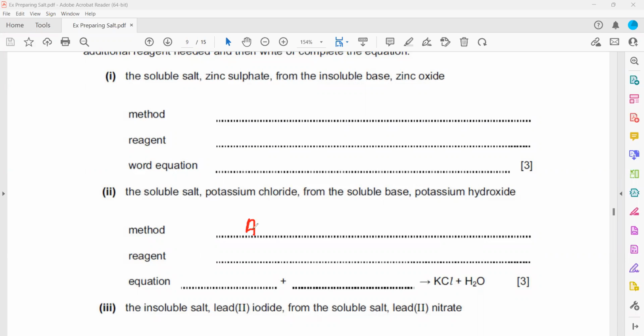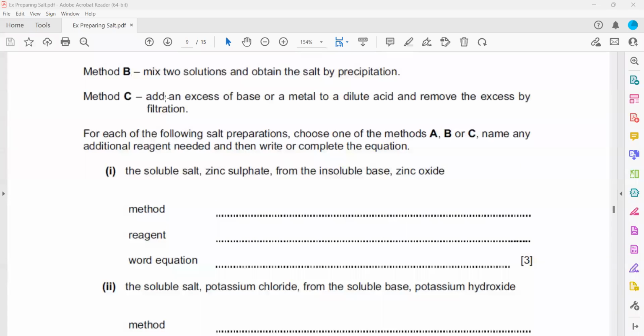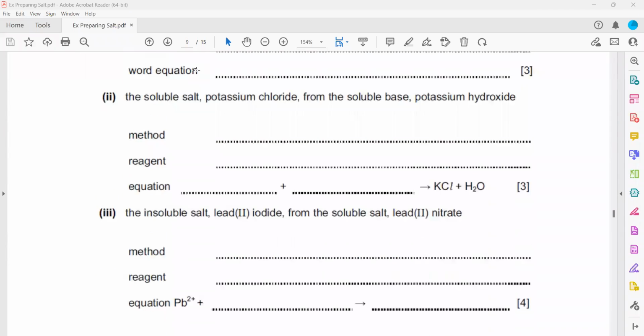So method A, and the reagent: we want to prepare potassium chloride. We have potassium hydroxide. What should I mix? Because we want to produce a chloride salt, we should have hydrochloric acid. So the reagent needed is hydrochloric acid. And then the equation: potassium hydroxide KOH plus hydrochloric acid HCl gives potassium chloride plus water. And the last one, we want to prepare an insoluble salt. So that is method B, by mixing the two solutions to obtain a precipitate.